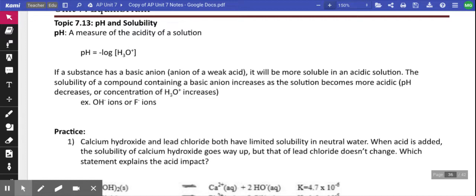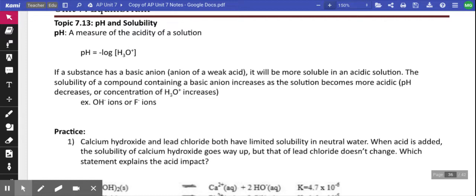So the pH is a measure of the acidity of a solution. We're going to talk a lot more about this in the next unit. But the pH is equal to the negative log of the concentration of H3O+, and that's how we calculate the actual pH of my substance. Substances that are acidic tend to have really low pHs, less than 7, and those that are basic tend to have high pHs that are more than 7.